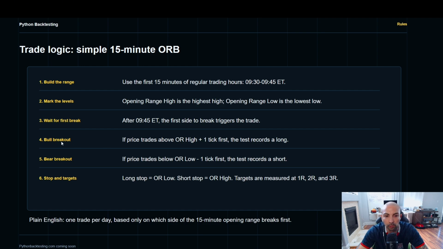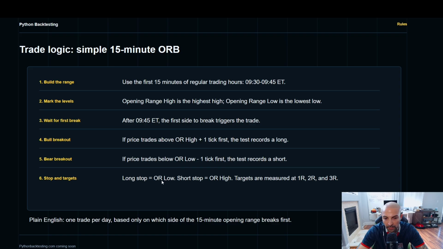the first side to break triggers the trade. A bullish breakout is triggered if price trades above the opening range's high plus 1 tick, then the test records a long. A bear breakout is if the price trades below the opening range low minus 1 tick, then it records a short.